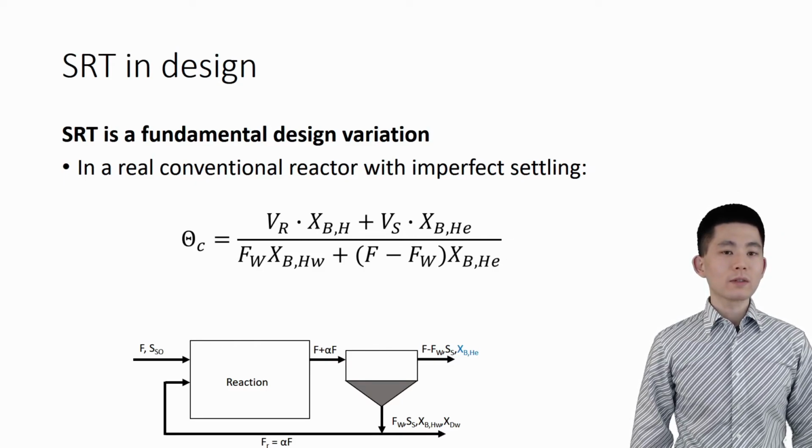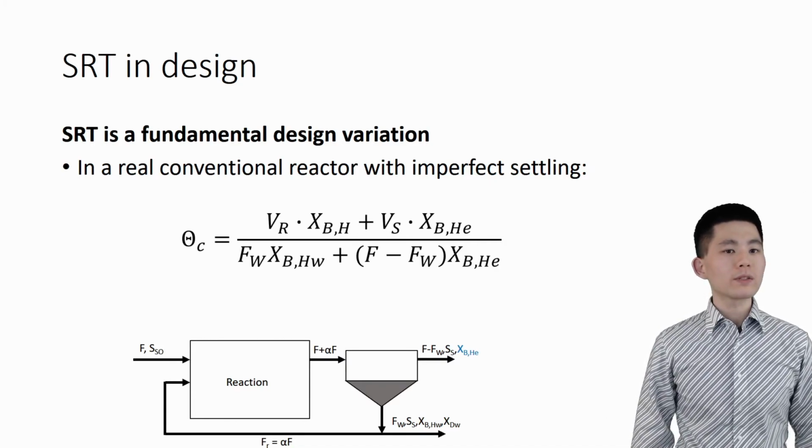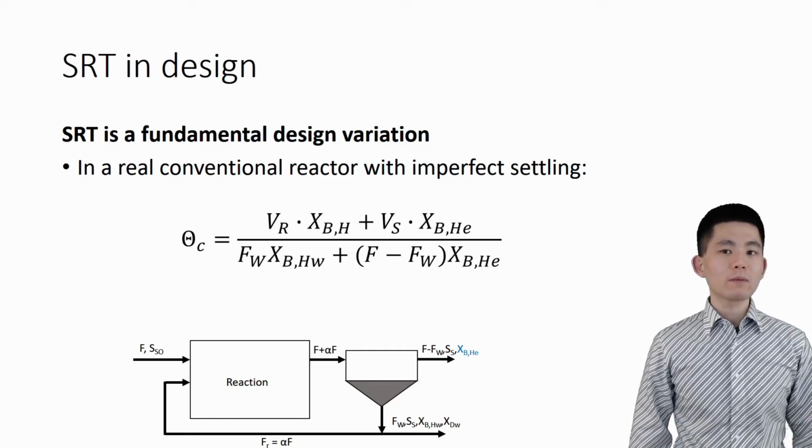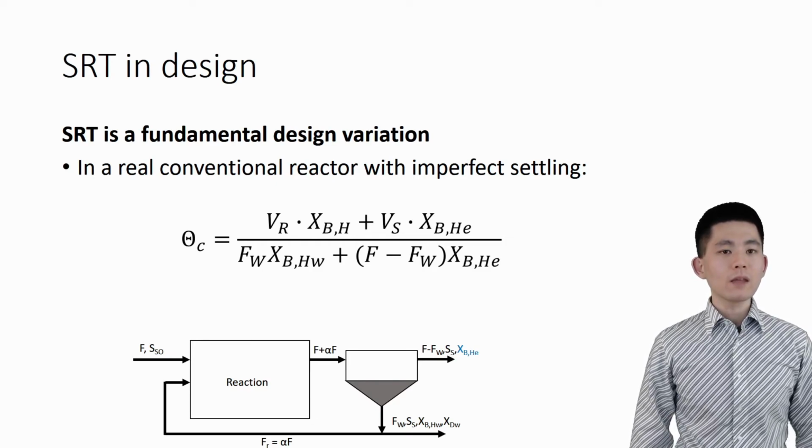In that case, the SRT needs to include the biomass concentration in the clarifier. It is the mass of biomass in the reactor plus the mass of biomass in the clarifier supernatant, divided by the mass of wasted biomass and effluent biomass per unit time. And this is similar to multiple reactors in series.